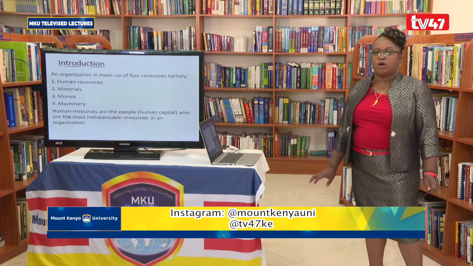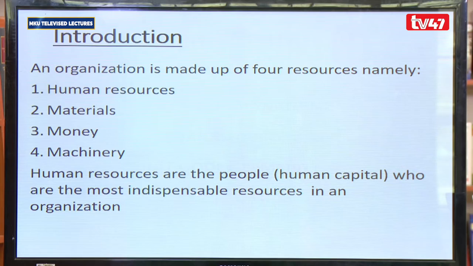As a way of introduction, we need to understand that any organization is made up of four important components. These are the human resources, which is part of our unit. We are going to learn more about human resource management. It is one of the very important resources which help an organization succeed or fail. The other important resource is materials. For example, in a university setup, we have materials like books in the library, computers and those other things. We also need money, the finances.